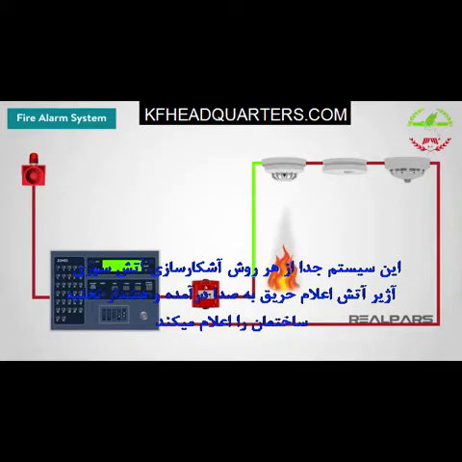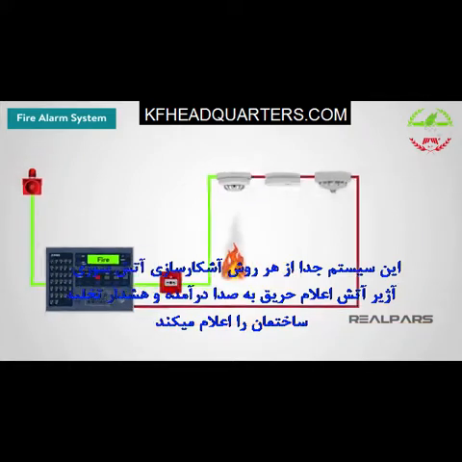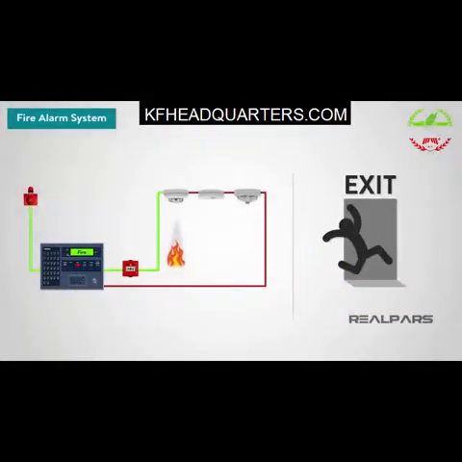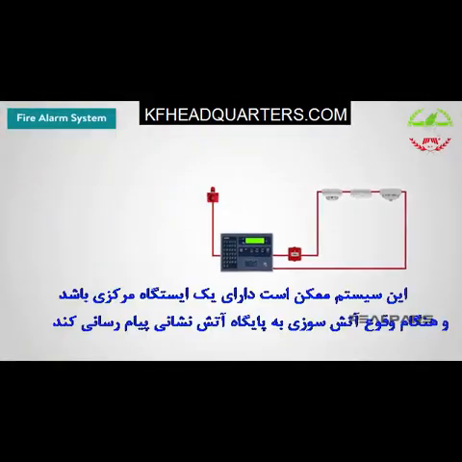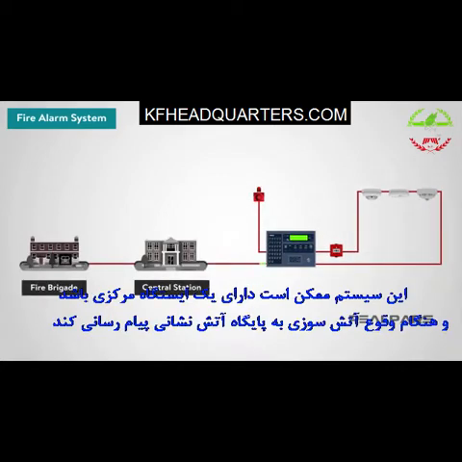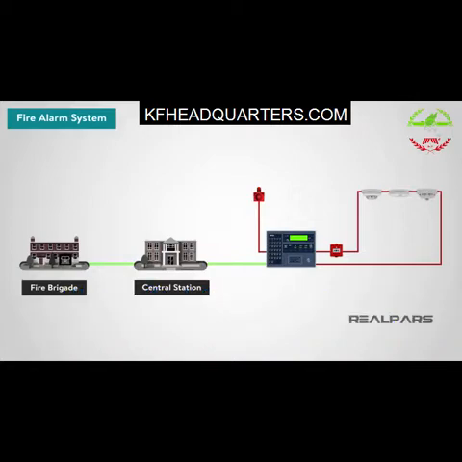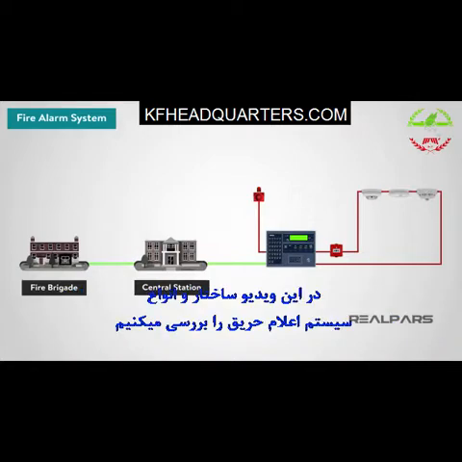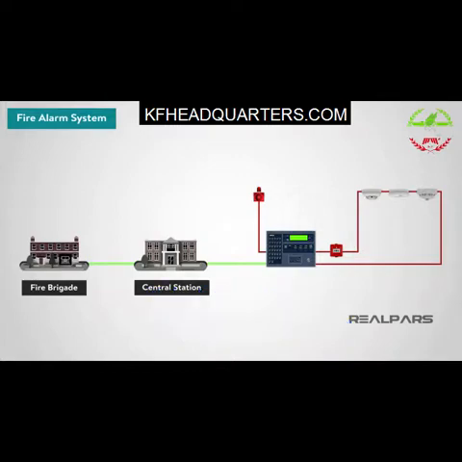Whatever the method of detection is, if the alarm is triggered, sounders will operate to warn people in the building that there may be a fire and to evacuate. The fire alarm system may also incorporate a remote signal system, which could then alert the fire brigade via a central station. In this video, we will have a look at the structure and types of fire alarm systems.